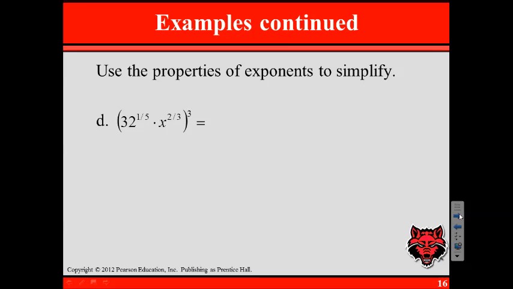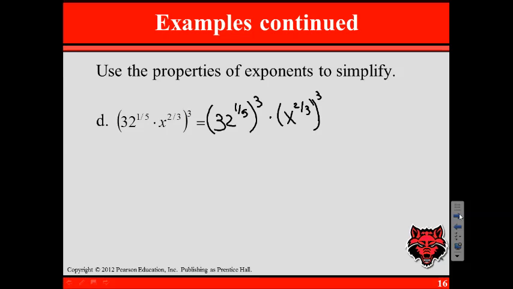Let's try another example. Again, we want to use the properties of exponents to simplify. We have 32 to the 1/5 times x to the 2/3, all raised to the 3rd power. Remember, if we have an exponent on the outside of a product, we take that exponent to both pieces. So this becomes 32 to the 1/5, all raised to the 3rd power, times x to the 2/3, all raised to the 3rd power.